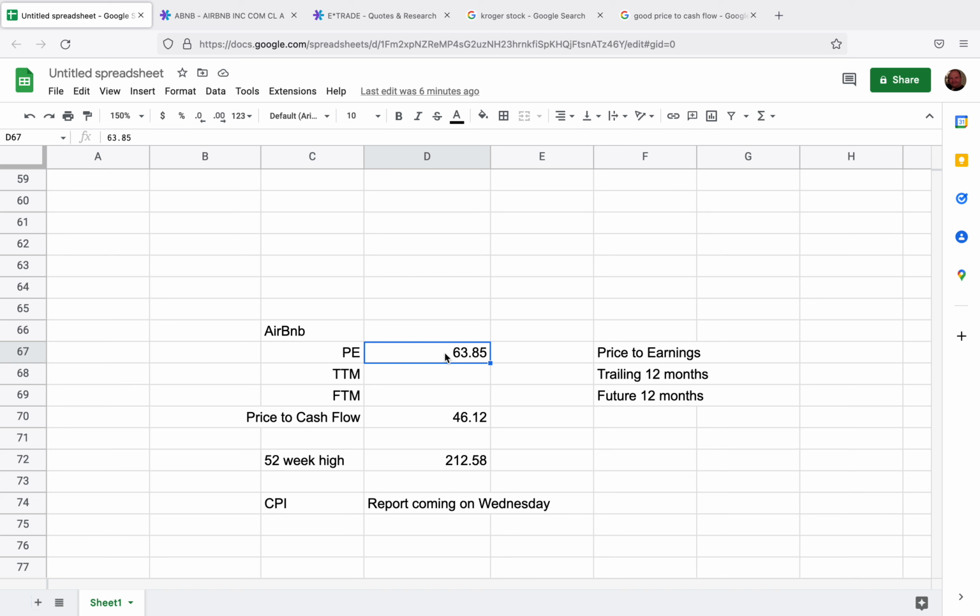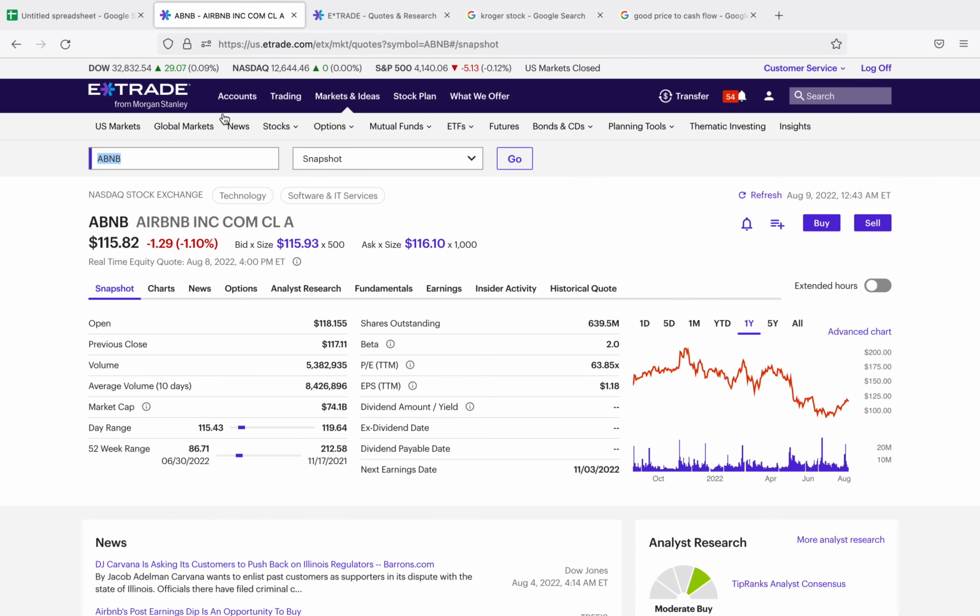Now, this is measuring how much money it's paying towards the stock price versus how much money it's making. So in this case, I'm paying $63.85. For every $63.85, I'm chasing $1 of earning. That's really high. Now let's take a look at the trailing 12 months and the future 12 months. So we're going to look at the charts here.